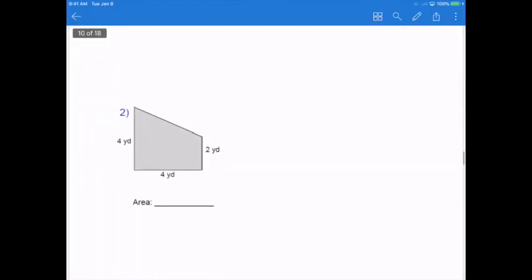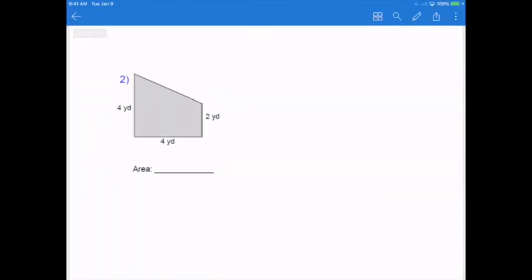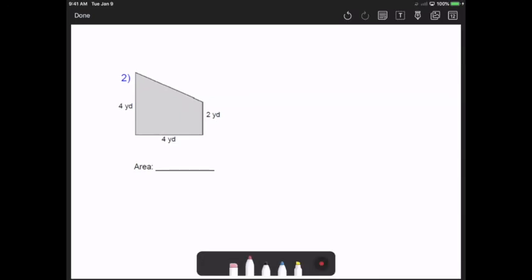Okay, next problem. I want you to try this one. What I would do personally is I would break it up. I mean, you could do a couple of things, but it's up to you. Because this is really a trapezoid, you could break it up into a triangle and a rectangle, or you could just keep it as a trapezoid. So pause and then hit play.